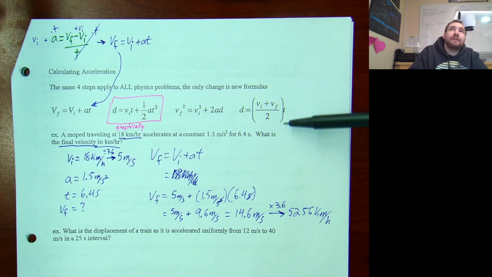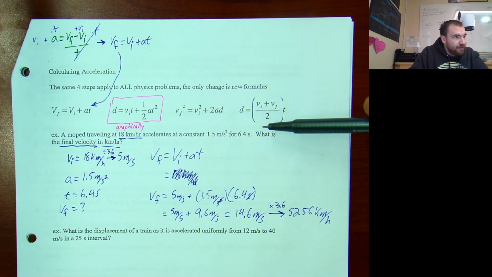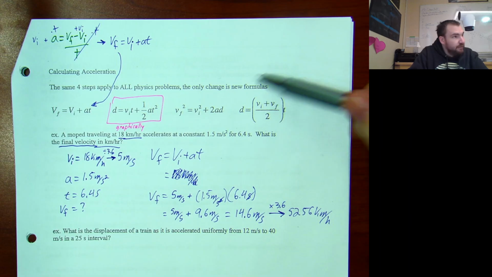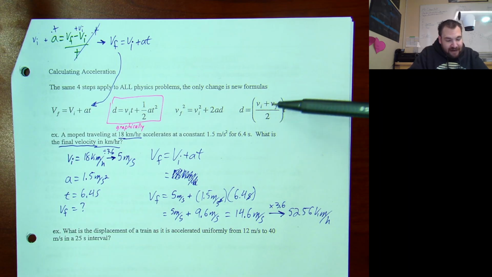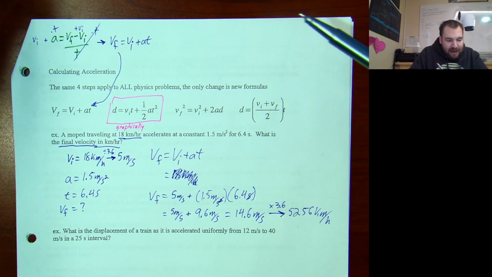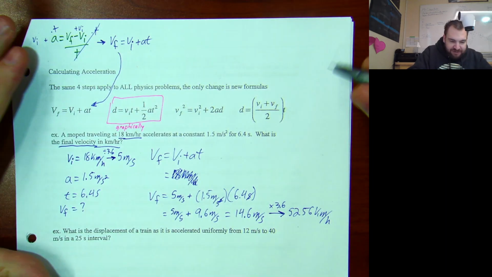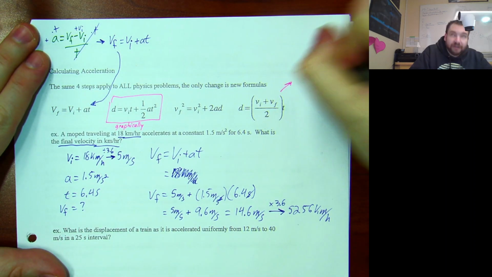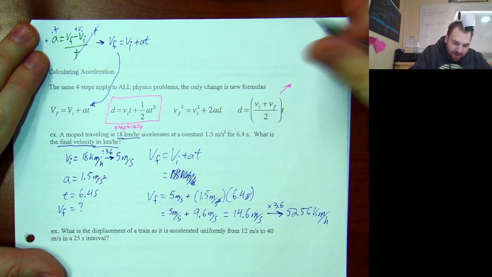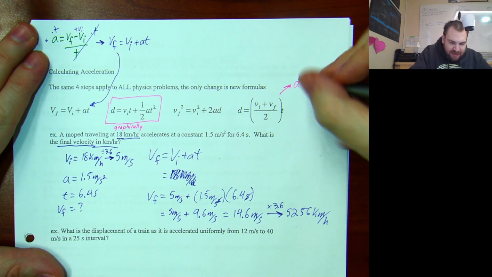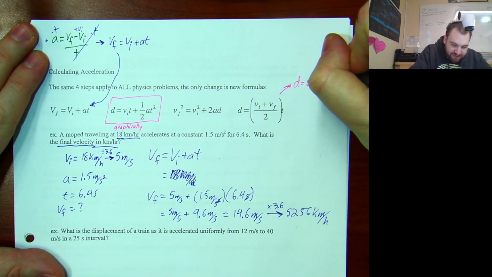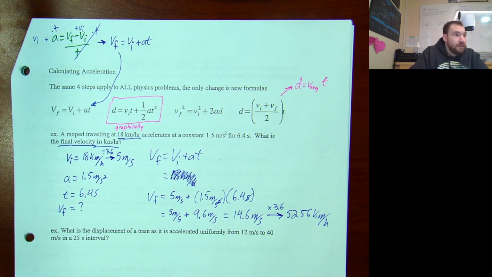This one looks very, very similar to d equals vt, except instead I've got a vi plus vf over 2. And I'll show you where we're starting here. This one comes from the idea that a distance traveled is equal to your average velocity times how long you were traveling at that average velocity for. Yes? We're cool with this?